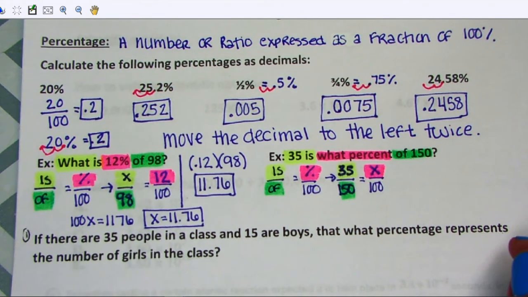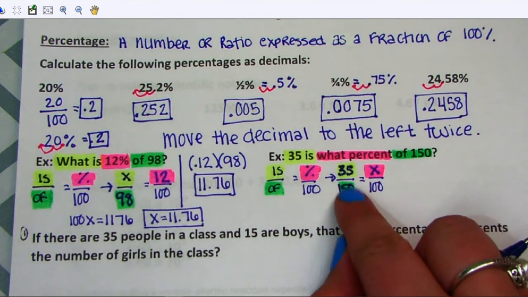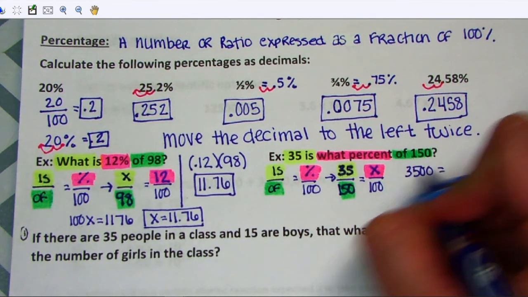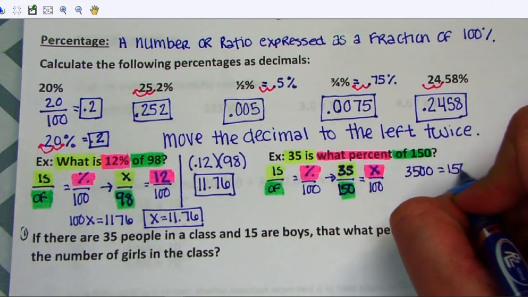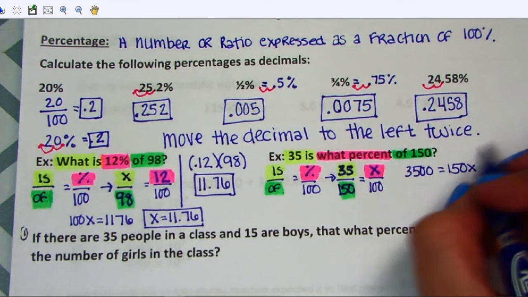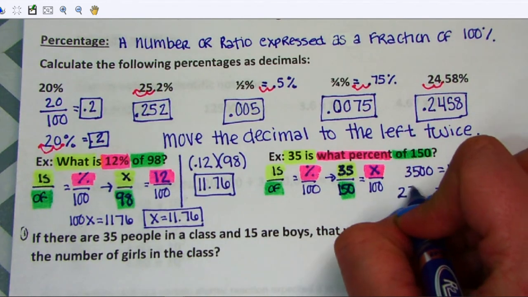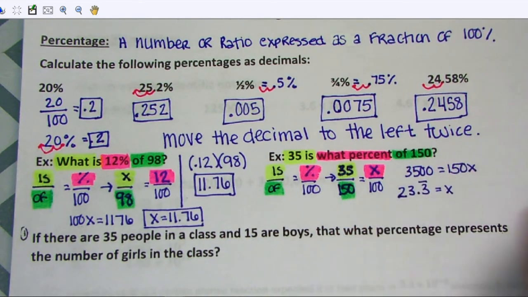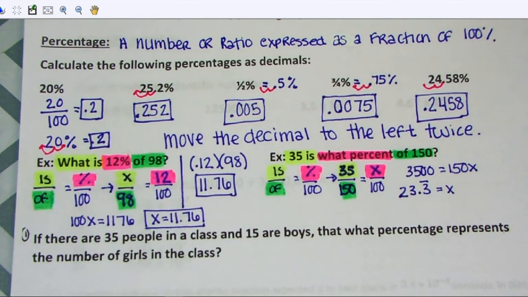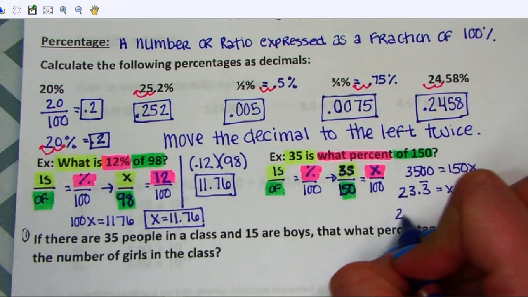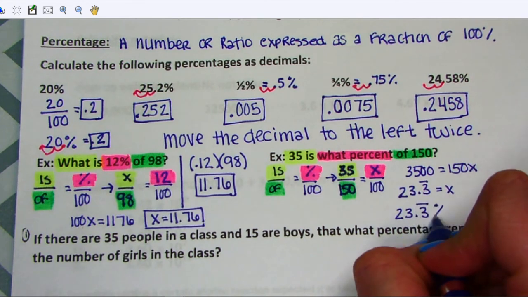All right, to solve, you cross multiply. So 35 times 100 is 3,500. And then 150 times x is just 150x. Dividing both sides by 150 gives you 23.3 repeating. Now our answer is a percentage, so you don't multiply that number by 100. It's already a percentage because the answer is over 100. So your percentage would be 23.3 repeating percent.